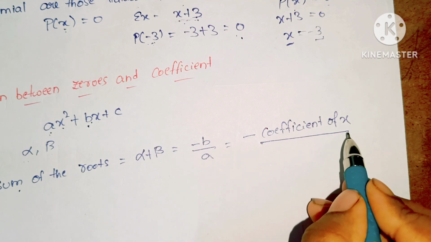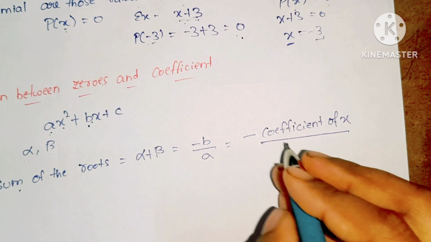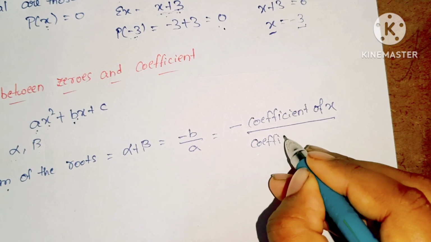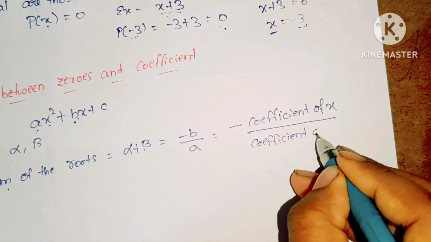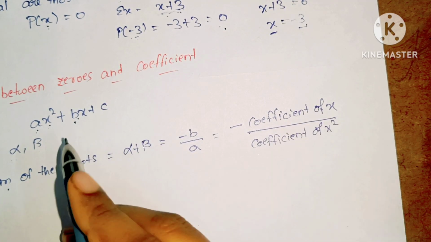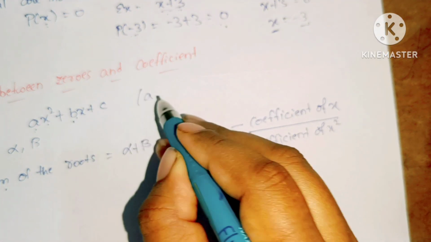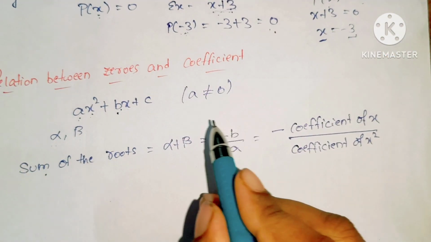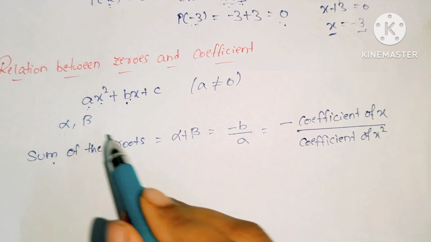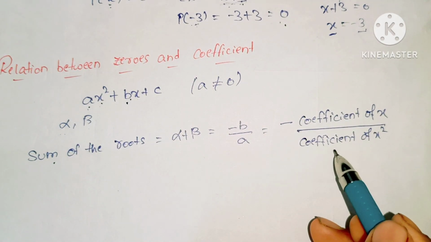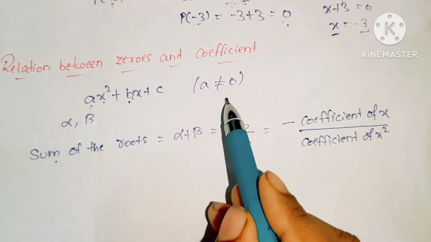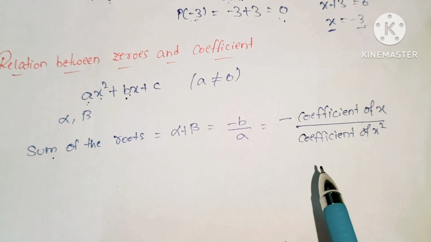So b means coefficient of x, a means coefficient of x square. And one thing, a should not equal to 0. Okay, if a becomes 0, in the denominator if it comes 0, infinite, there are no roots. So a should not equal to 0, then only you can do this.